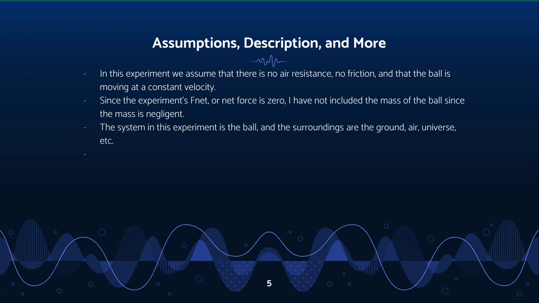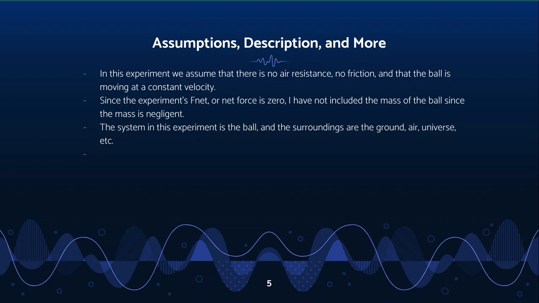Since the experiment's net force is 0, I did not include the mass of the ball since the mass is negligible. If the F net was not 0, however, we would have to divide the F net by m as stated in the velocity update formula. Luckily, we do not have to worry about the mass because the ball is moving at a constant velocity. The system in this experiment is the ball, and the surroundings are the ground, air, universe, etc. You could also consider the surroundings the Earth and the gravitational pull, but we are not going to look at that in this situation.